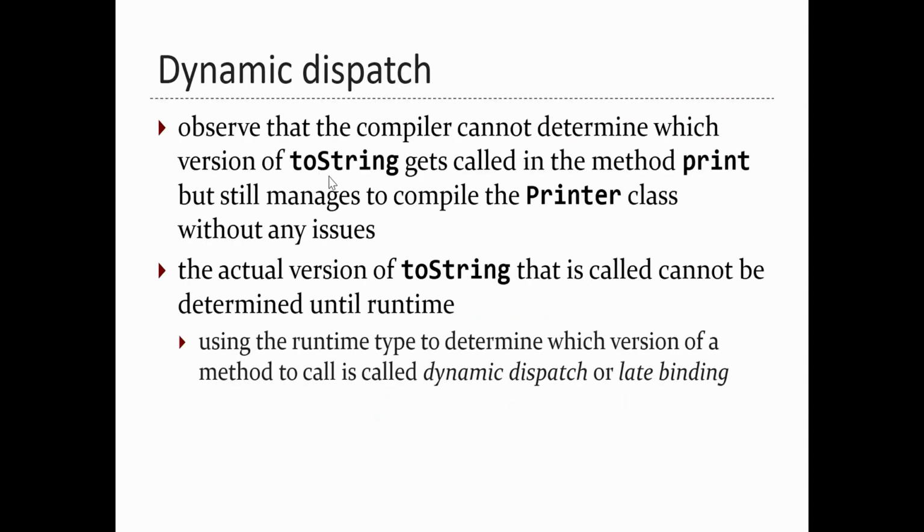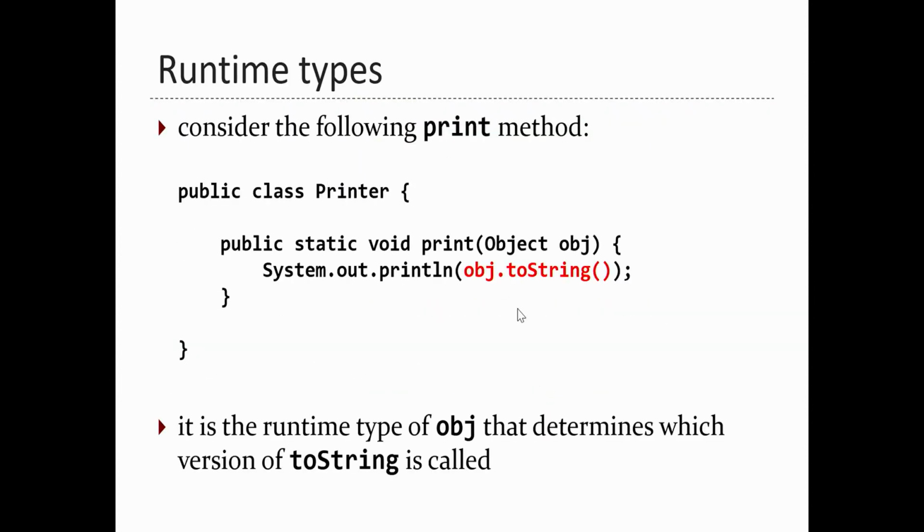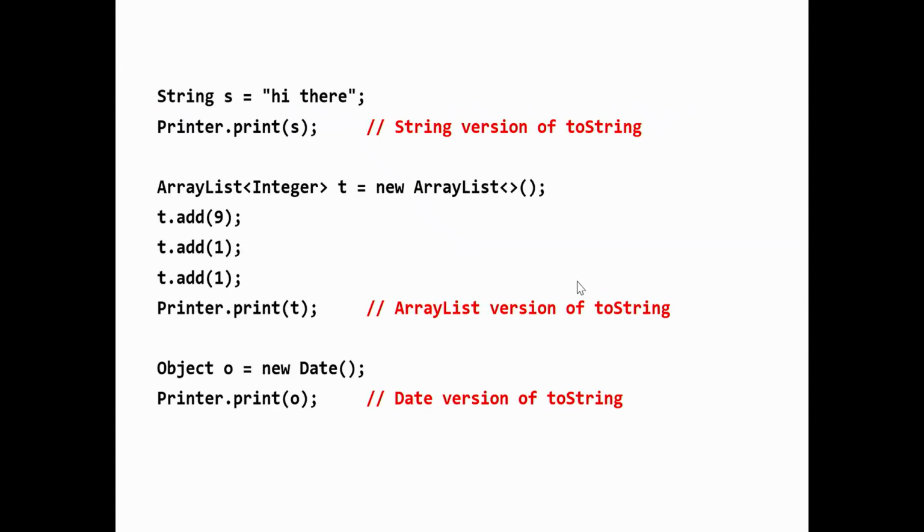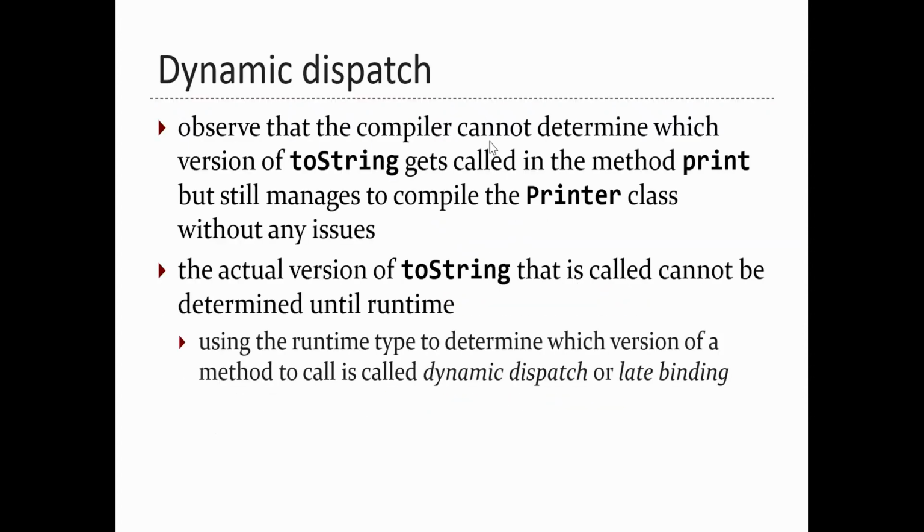Okay, now look at this toString. If I take that Printer class and compile it, it compiles just fine. The compiler is perfectly happy with this code. You can then write some program that uses your Printer class and calls print, and the object that you pass in gets printed by calling the toString method. But the compiler can't determine which version of toString gets called in the print method. It still manages to compile the Printer class without any issues. So the actual version of toString that is called, you can't determine until runtime.